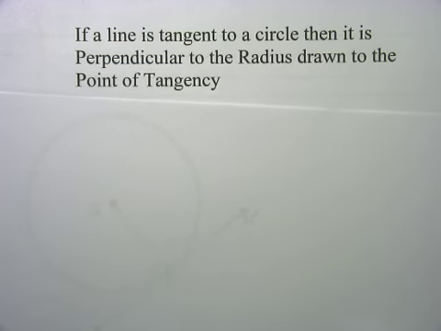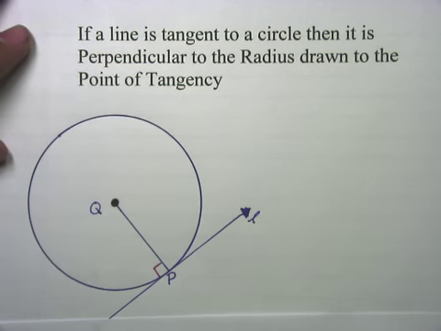Now let's talk about one of the new rules that we're going to learn today. Well, actually, this is not a new rule. This is a rule which we've discussed before, but we're going to prove the rule and expand on it today. This rule states that if a line is tangent to a circle, then it is perpendicular to the radius drawn to the point of tangency.